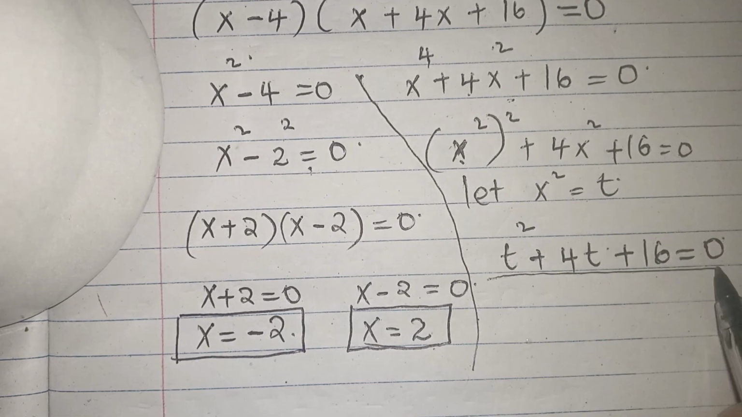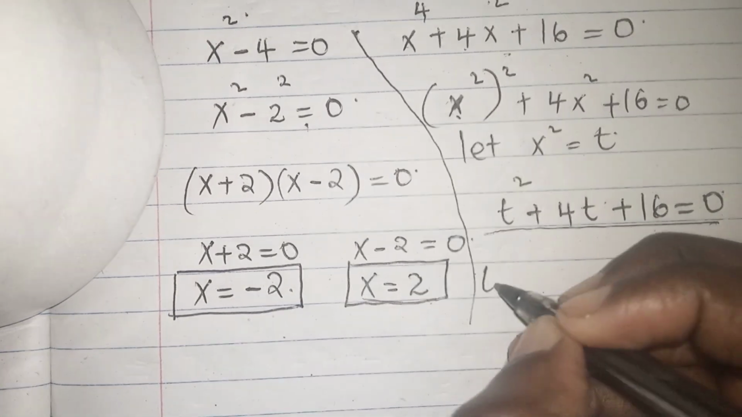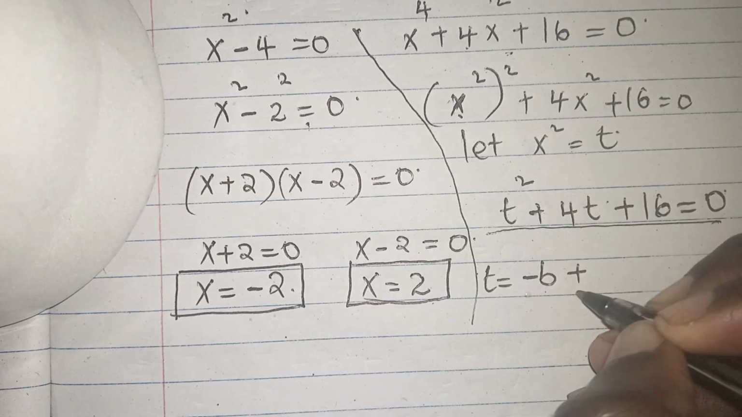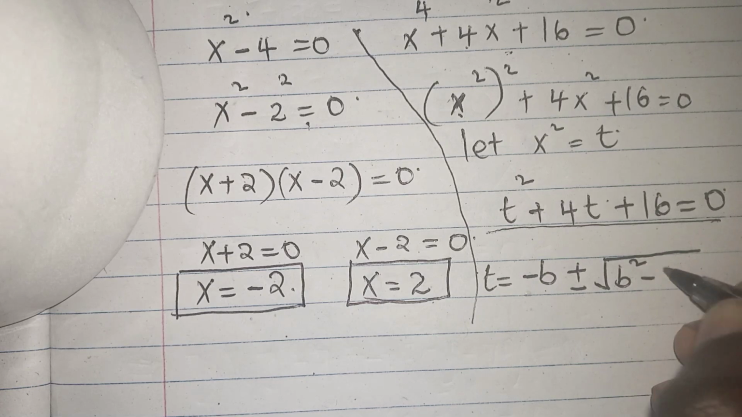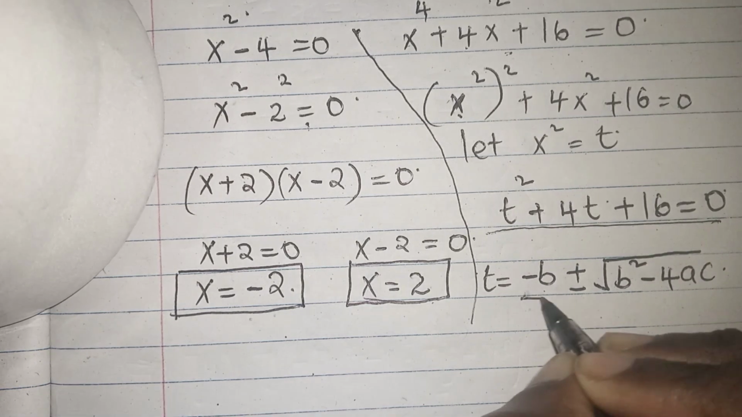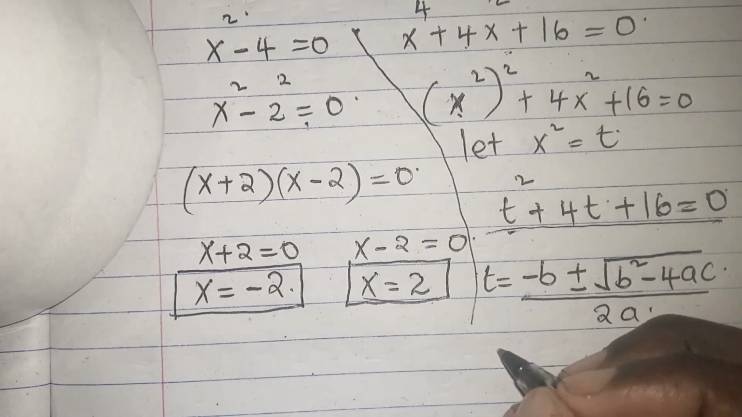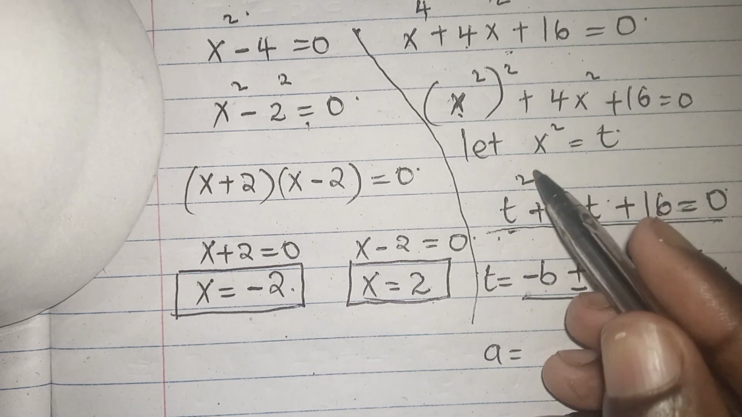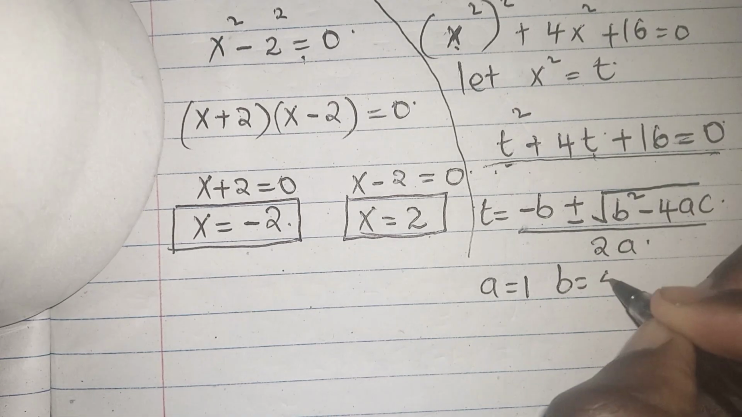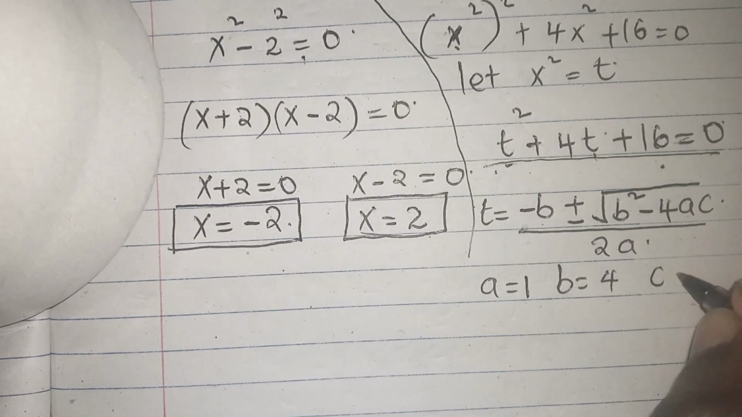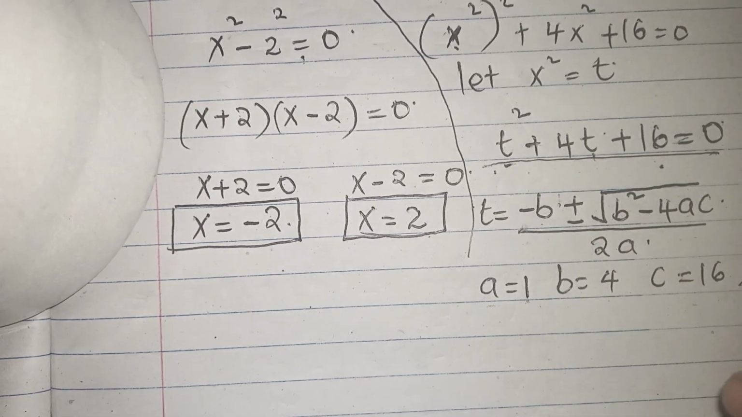So we formed this quadratic equation, and we are going to solve it using the quadratic formula, whereby t is equal to negative b plus or minus the square root of b squared minus 4ac over 2a. So from our equation, our a is equal to the coefficient of t squared, which is 1. Our b is the coefficient of t, which is 4. And our c is this constant here, 16. So now, let us substitute these values in our formula.